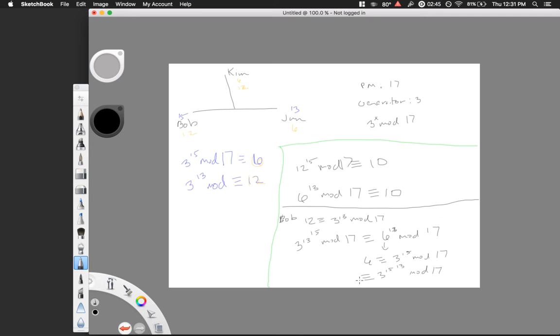And so we can see that this is essentially the same. This should be a 13 raised to the 15 mod 17. This is the same calculation. The only difference is that the exponents are in a different place, and that doesn't really matter because it'll work out to the same thing. Also note how Eve cannot find this solution because she doesn't have the private numbers 15 and 13. She's only dealing with 6 and 12.